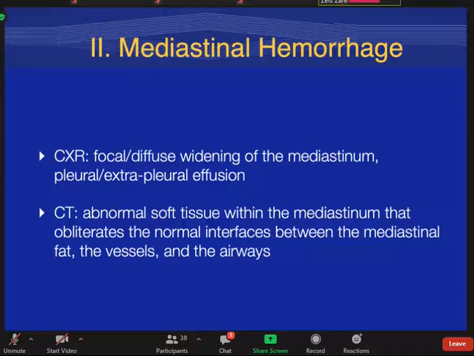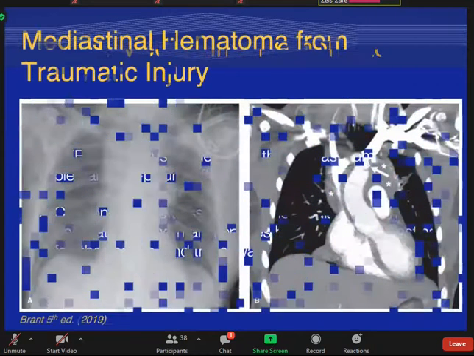The main radiographic finding is a focal or diffuse widening of the mediastinum that obscures the normal mediastinal contours. Pleural or extrapleural effusion may also be seen. CT demonstrates abnormal soft tissue within the mediastinum that obliterates the normal interfaces between the mediastinal fat, the vessels, and the airways.